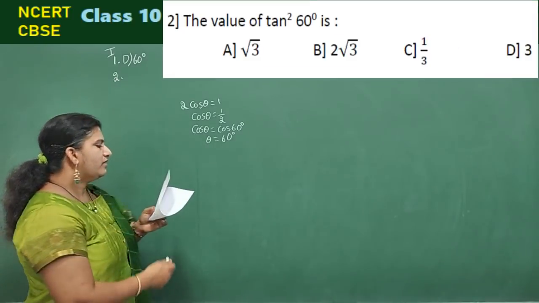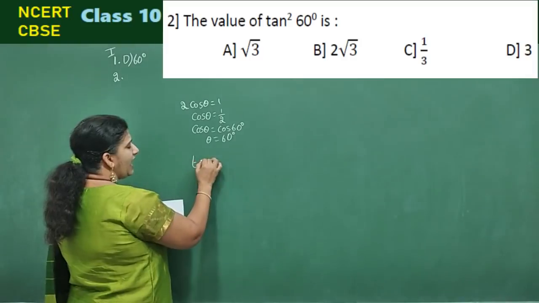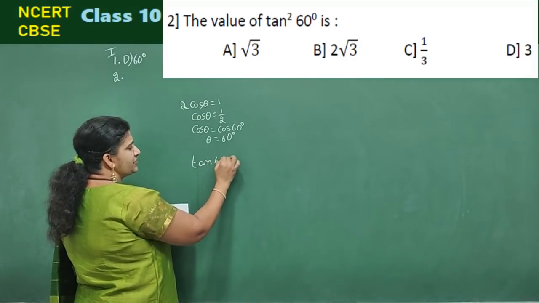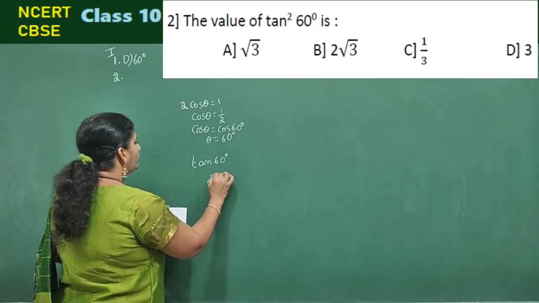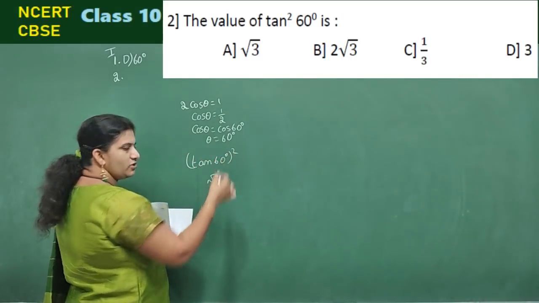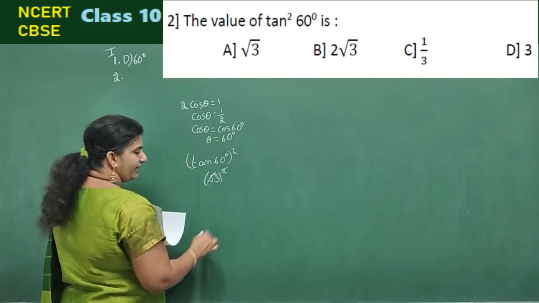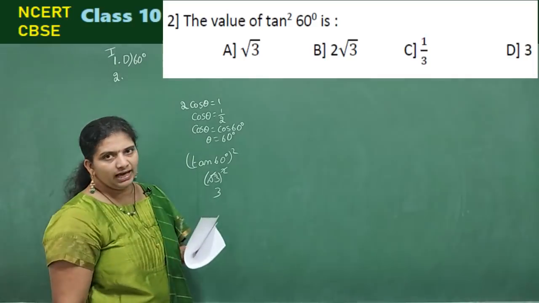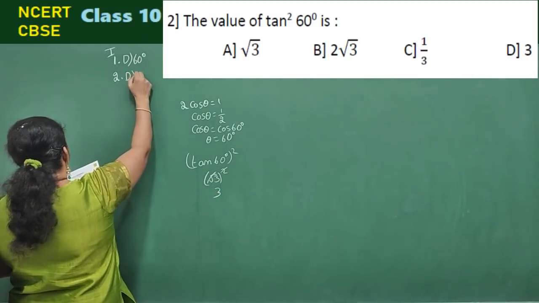Second one, the value of tan square 60 is. Tan 60 value is how much? Tan 60 value is root 3. Root 3 whole square, tan square 60 or tan 60 whole square you can write. That is root 3 whole square. Square and root will be cancelled. 3 is your answer. And your option is option D, 3.